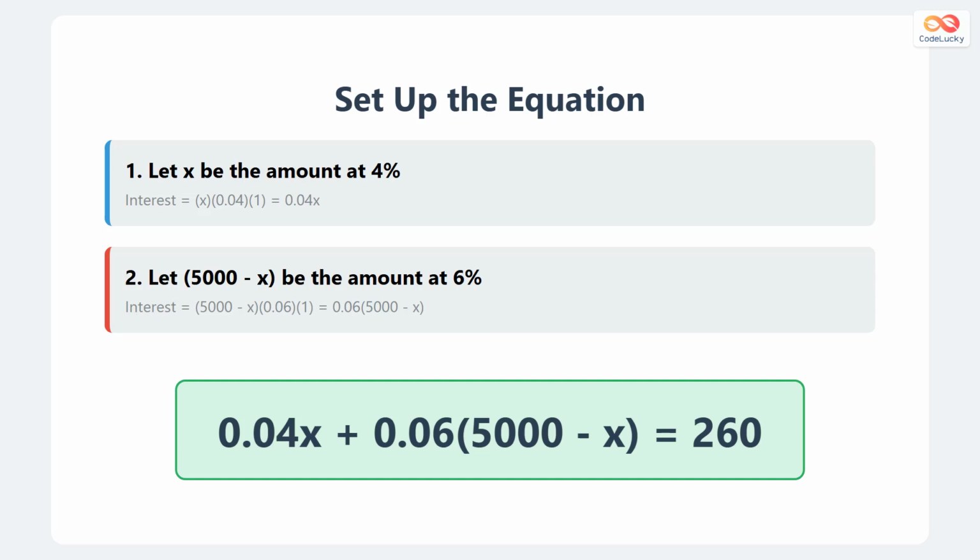We start by setting up our expressions. For the 4% account, the interest is 0.04 times x. For the 6% account, the interest is 0.06 times the quantity 5,000 minus x. Adding these together gives us our equation, equal to 260.